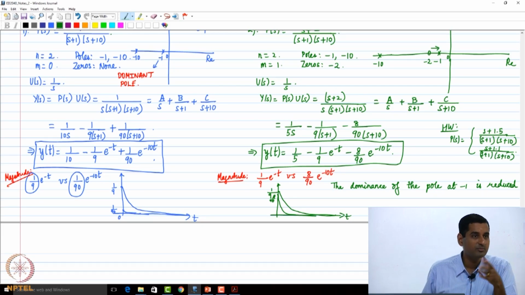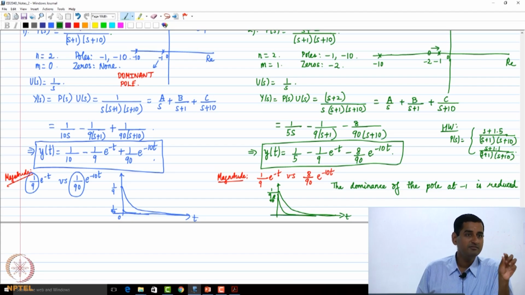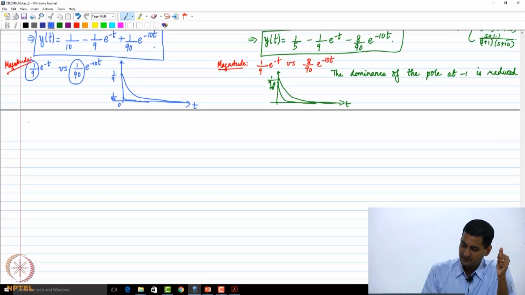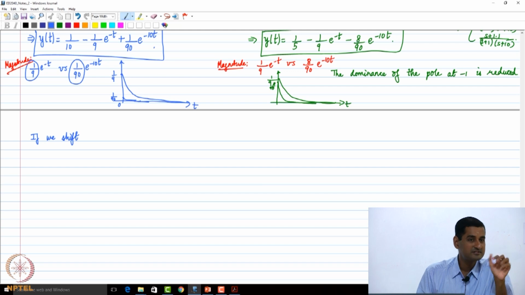So in physical terms, they will affect the coefficients of the response function. If you calculate y of t, the step response function, whatever coefficients come in that response function are going to be affected by the zeros. And if you have a 0 closer to a pole that is dominant, the dominance of that pole is going to be relatively reduced. And suppose we shift, we'll see how we can shift the zeros and poles later.